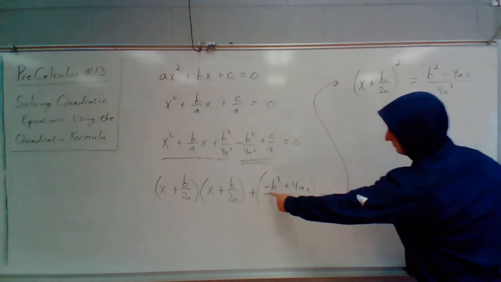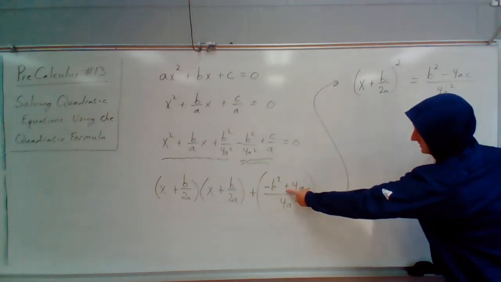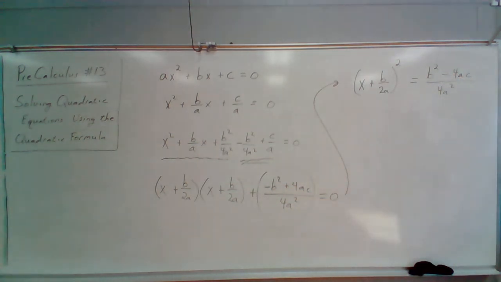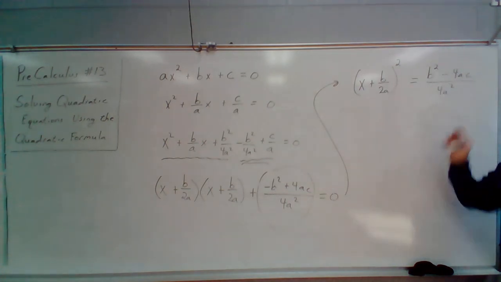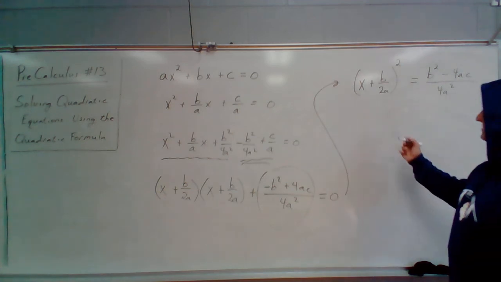So this was minus b squared, now it's plus. This was plus, now it's minus. So I switch the signs. All right, next step, I want to take the square root of both sides.